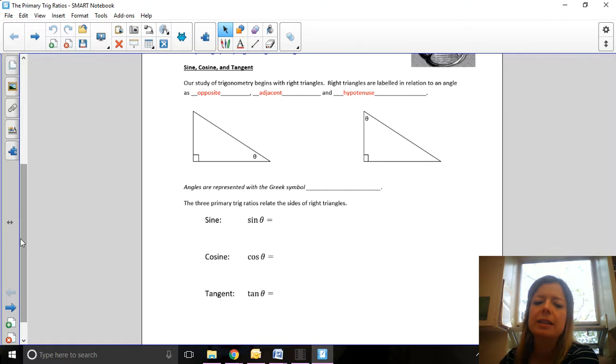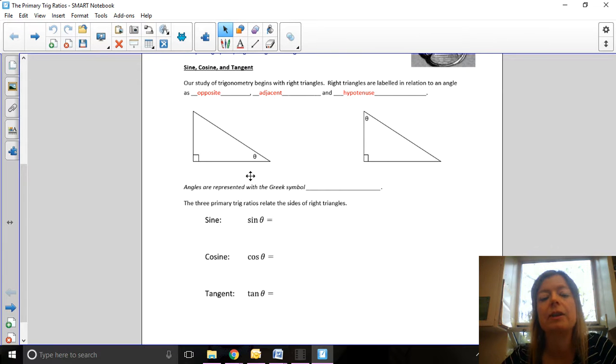So we're first going to just start by defining what sine, cos, and tan are on a triangle. So we're always going to be dealing with triangles. At the beginning here, we're going to be dealing with right triangles. Okay, so right triangles can be labeled in relation to an angle. So theta, this little symbol here is called theta.